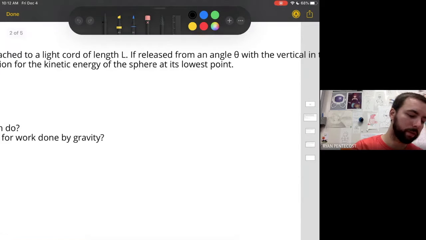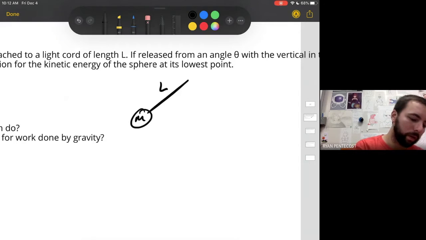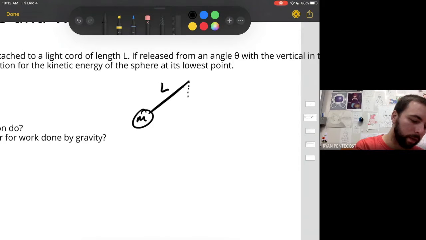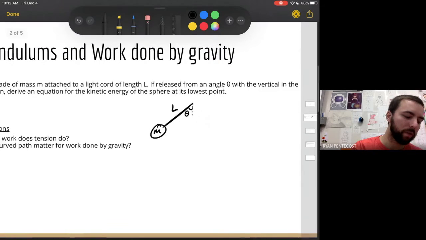So let's get a drawing here. We've got mass m, length L, and that is at angle theta. So that's what we're dealing with here. Now we want to derive an equation for the kinetic energy of the sphere at its lowest point. So that means that we're going to want work. And if we want work, we should get some forces. So let's get a free body diagram real quick.